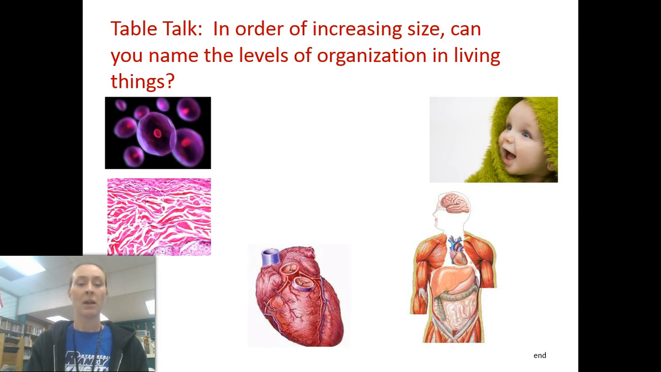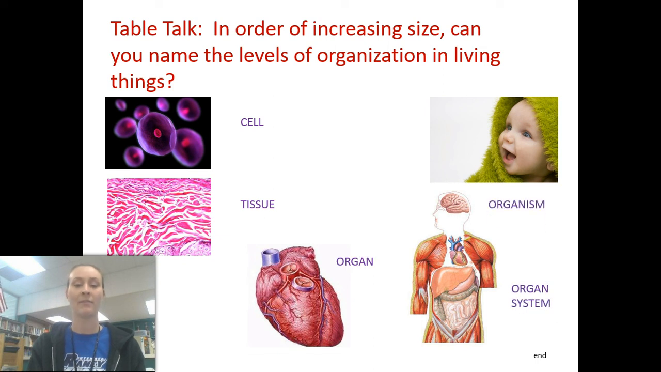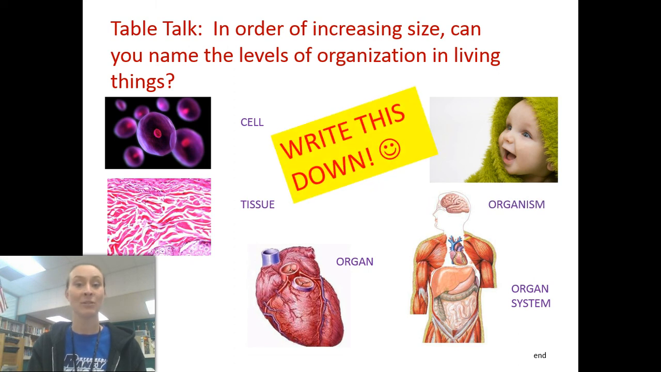So think about the question on the slide. In order of increasing size, can you name the levels of organization in living things? Pause the video, see if you can organize them. When you think you have it right, press play. First, we have the cell, then tissue. Tissues make up organs, organs make up organ systems, and organ systems are part of an organism. Write this down so you can remember it.